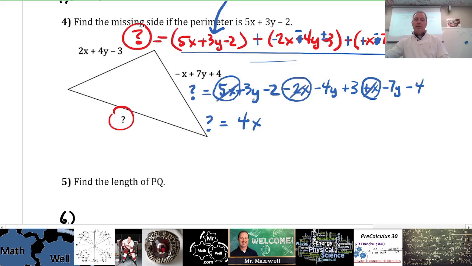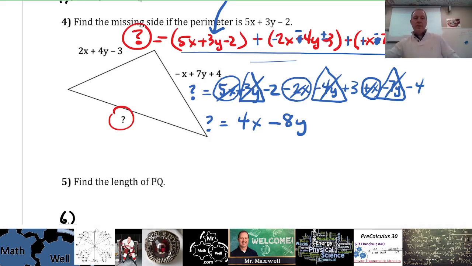All right, let's take a look at the y's now. So I'm gonna put triangles around the y terms. That's plus 3 minus 4y minus 7y. Okay, so 3 minus 4 is negative 1 minus 7 would be negative 8. So I get negative 8y. You guys get that too? You okay with that? All right, and then finally, I'll just underline the constants. So negative 2 plus 3 minus 4. That's going to be negative 2 plus 3 is 1 minus 4 is negative 3. So it looks like the unknown side here is 4x minus 8y minus 3.